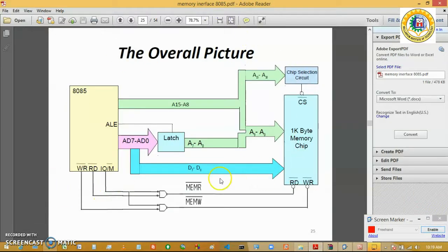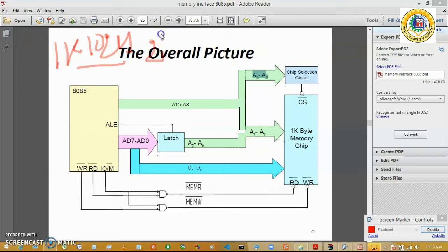This is your overall picture of how it is to be connected. This is your memory, 1 kilobyte of memory, and this is how the read, write and IO bar signals are connected with the read bar and write bar signals of the memory, and the chip select line is to be connected there. As there is 1 kilobyte memory, 1 kilobyte means 1024. For 1024 we require only 2 to the power 10, so 10 address lines of the microprocessor are to be connected, A0 to A9.